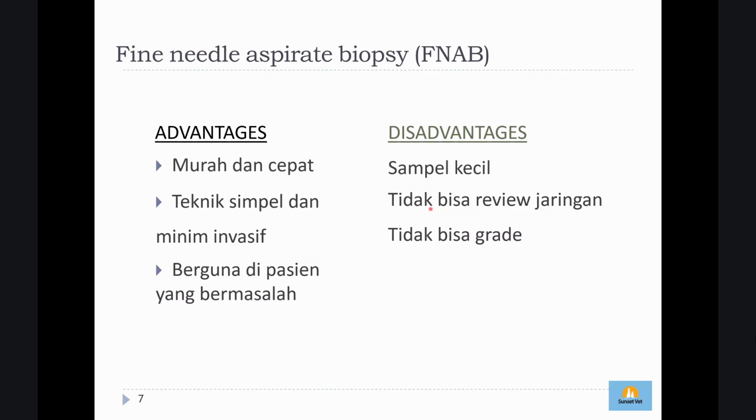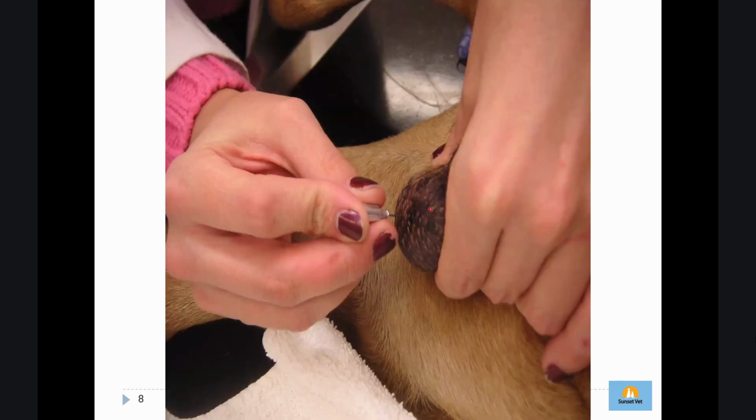You don't know what grade that one is, and how bad the invasion is, because you can imagine even though the mass is only small on the surface of the skin, sometimes the root is big behind it. And then how do we know? You should ask your pathologist, because your pathologist will tell you what's going on there.